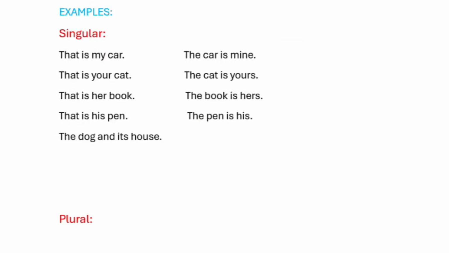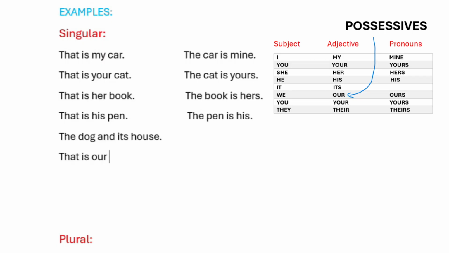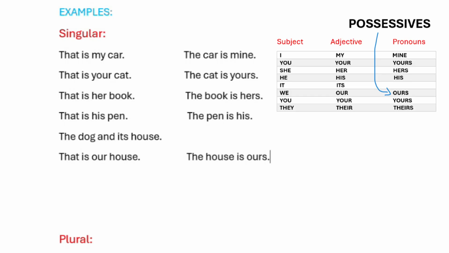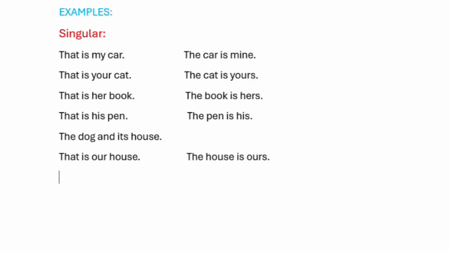Well, as you can see, the second possessive form, that is the pronoun, well, we don't have any pronoun, right? We can continue as we started, with the singular form. That is our house, correct? Or the house is ours. Oh my gosh, English is easy, guys. It's a piece of cake.